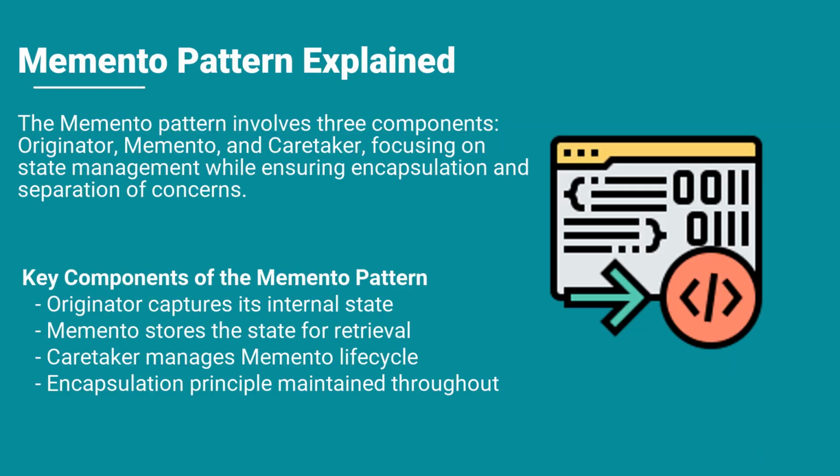The Memento pattern consists of three main components: the originator, the memento, and the caretaker. The originator is the object we want to capture the state of. The memento is an object that holds the internal state of the originator. Finally, the caretaker is responsible for managing the saved state. It stores and retrieves the memento from the originator when needed. This separation ensures that the originator's internal state remains hidden from the caretaker, adhering to the principle of encapsulation.